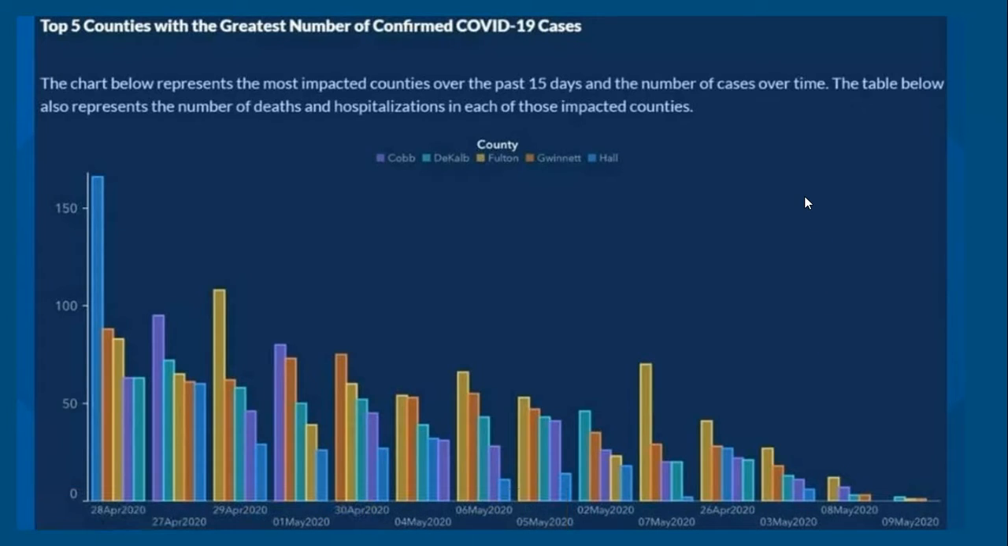The other thing is that at the top it says the chart below represents the most impacted counties over the past 15 days and the number of cases over time. So how are you doing the number of cases over time and the number in the past 15 days? In addition, they're also saying the table below represents the number of deaths and hospitalizations in each of those counties. Well, deaths and hospitalizations are completely different numbers.